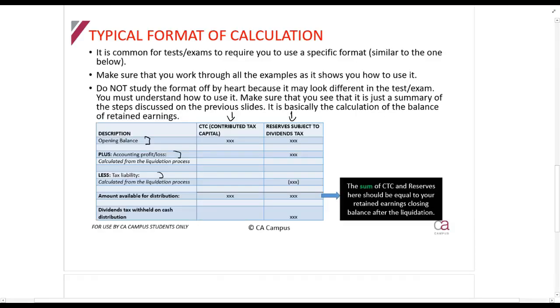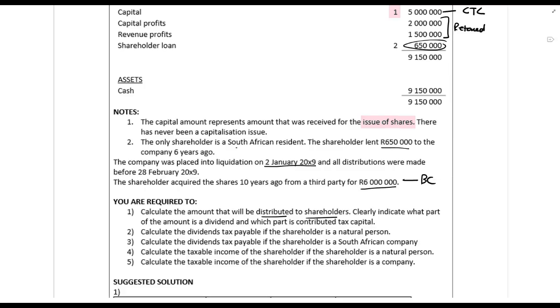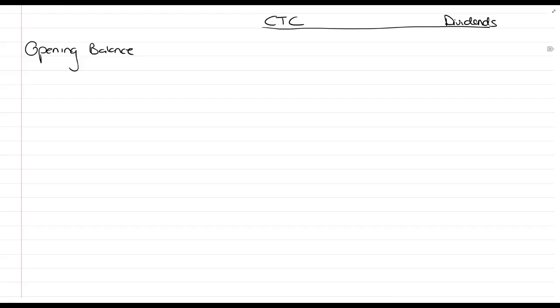Okay, so contributed tax capital and dividends. So remember guys, what we're basically doing here is we are doing one big retained earnings calculation. Okay, so we start with the opening balance. Don't want you to memorize this format, but you all know how to calculate retained earnings. Opening balance plus profit less taxes, so your net profit before tax. Right. So the opening balance is the balance on the 31st of December. So 5 million is contributed tax capital.